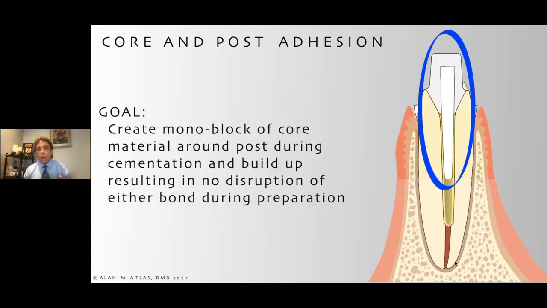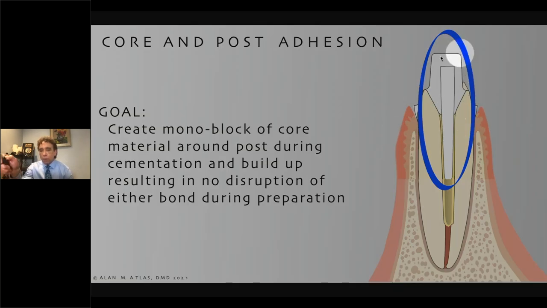But this is my goal. I want to create that monoblock around the post during the cementation and buildup, resulting in no disruption of either bond during preparation. There it is. Now, I'm going to get a really good monoblock all the way down. I may have the post leaning against the canal space here, depending on how it's positioned, but that's okay. I mostly have cement. It's a thin layer of cement around here. And again, this is all sealed already.